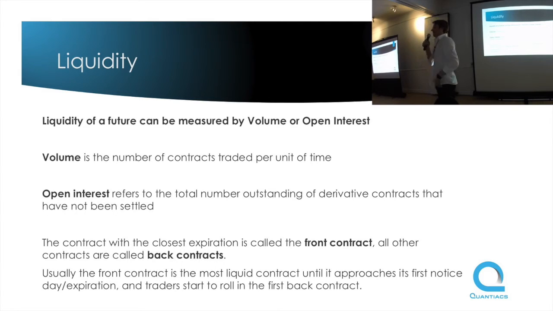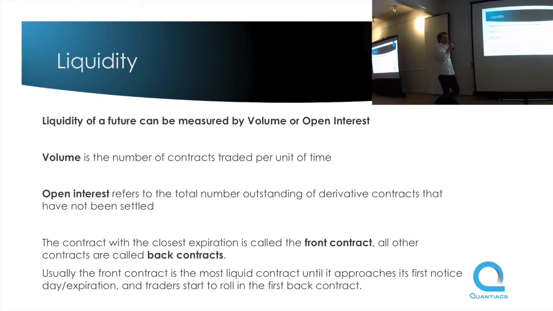The contract with the closest expiration date is usually called the front contract, and all the other contracts are called back contracts. Usually, in at least 90% of the cases, the front contract is the most liquid contract until it approaches either its first notice or last trading day, because at the earlier of those two days, all speculators leave the market. They roll into the future with a longer maturity.